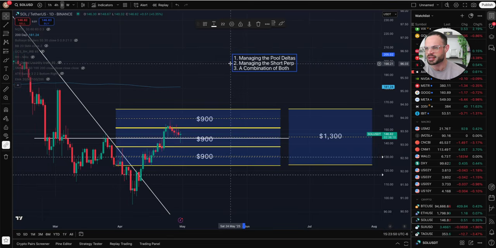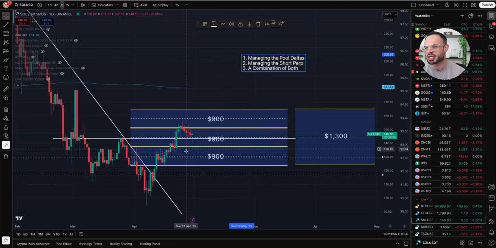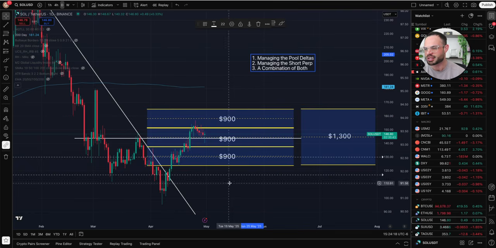The way that I think about this is essentially that we've got about three different major ways of managing this entire strategy. The first way to manage our deltas is managing them using the pools and the different ranges that we have exposure to for price. The second way we can manage the position is by managing the short perpetual on a DEX like Jupiter, which I shared in the first video. And the third way we can manage the strategy is by using a combination of 1 and 2, i.e. managing the deltas across your pools and managing the short perp so that you can tweak the delta exposure across the long leg and the short leg and essentially remain pseudo delta neutral.